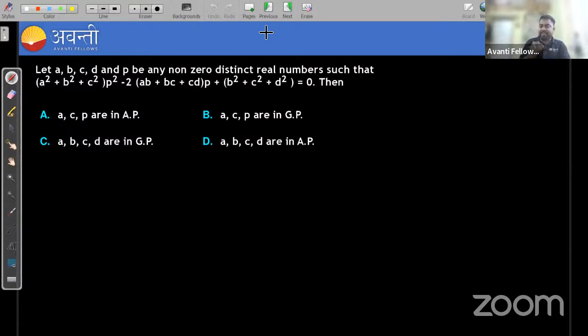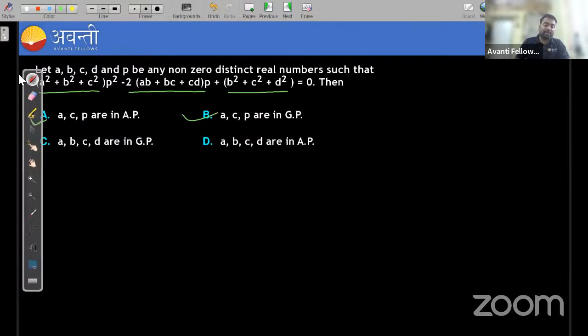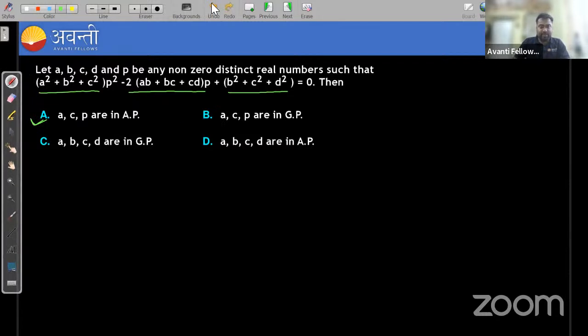What it is asking in the question: let A, B, C, D and P be any non-zero distinct real numbers such that (A square plus B square plus C square) P square minus 2 (AB plus BC plus CD) P plus (B square plus C square plus D square) is equal to 0. Which of the following options is or are correct? So let's see what the solution is.